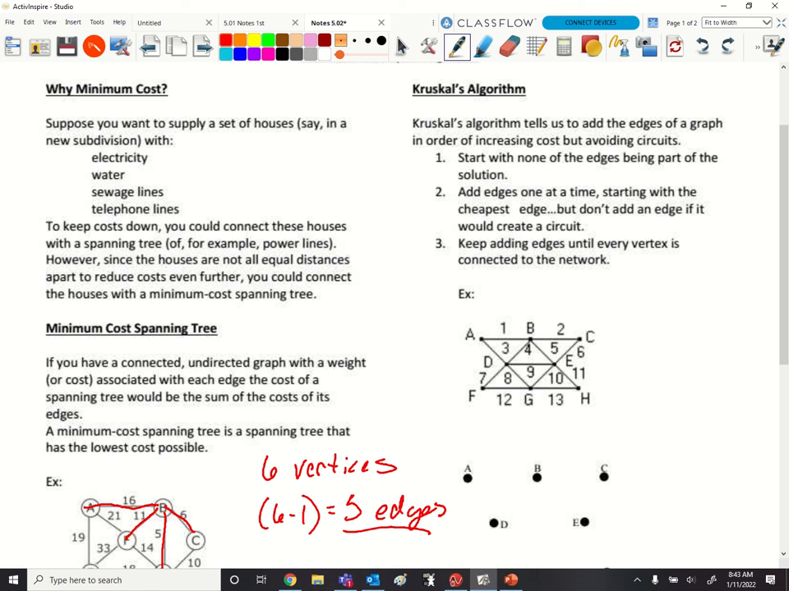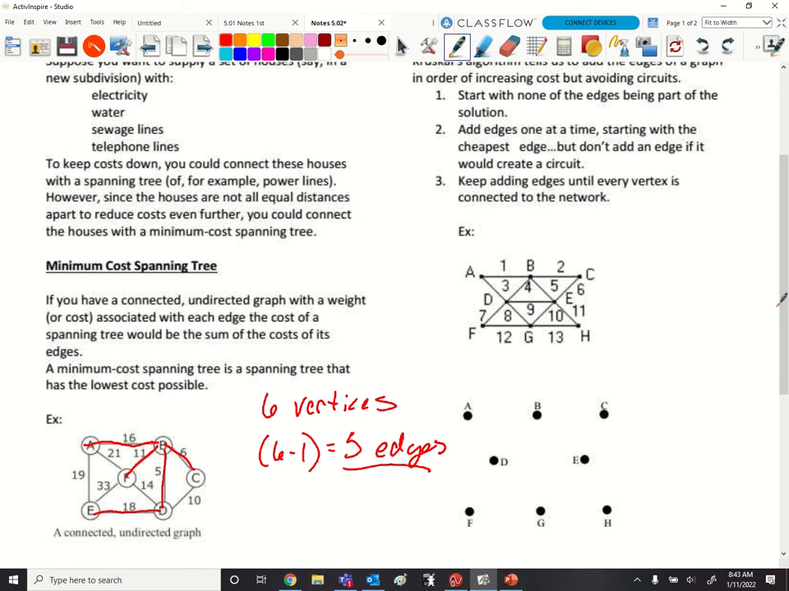Kruskal's algorithm tells us to add the edges of a graph in order of increasing cost but avoid circuits. Start with none of the edges being part of the solution. That's what we're doing down here. Add edges one at a time, starting with the cheapest edge, but don't add an edge if it would create a circuit. Keep adding until every vertex is connected to the network. All right, so I'm going to zoom in a little bit more on this to make this easier.